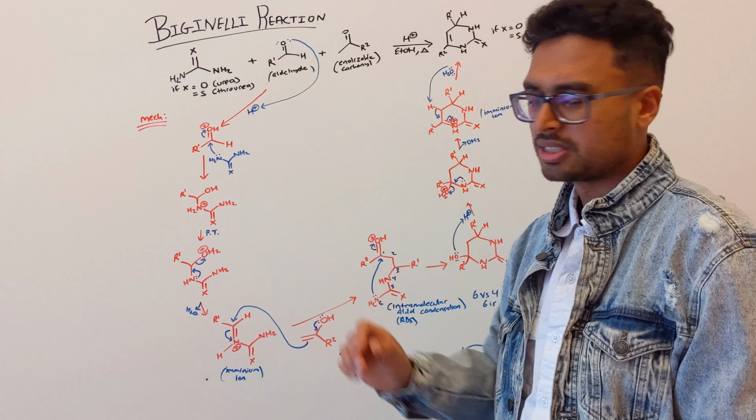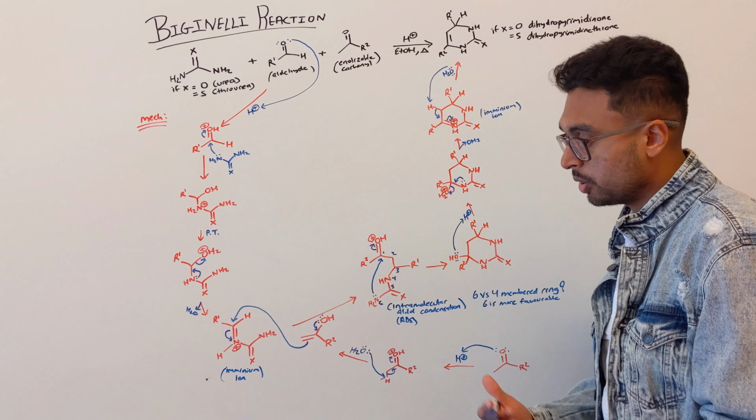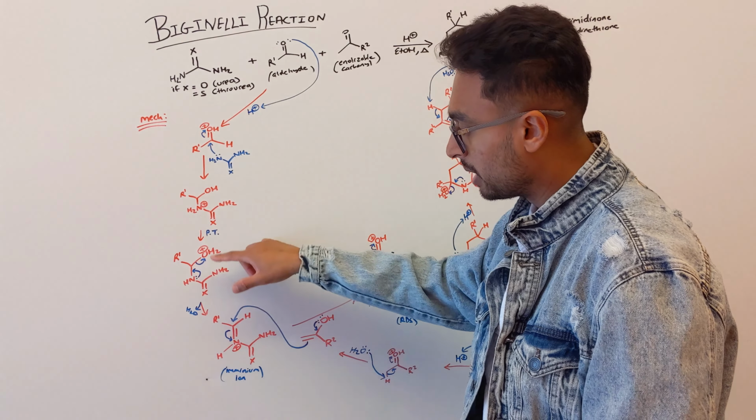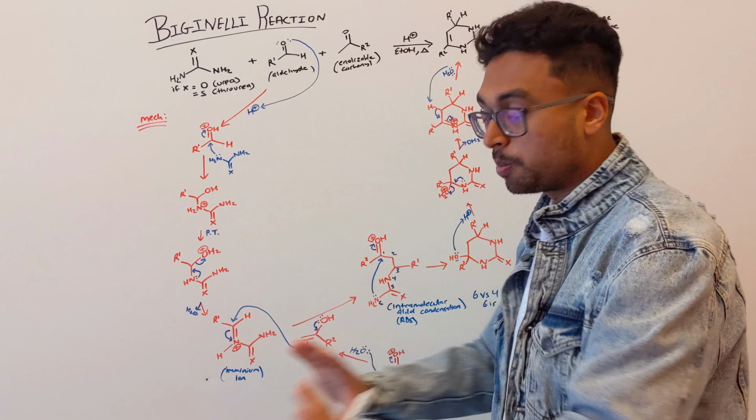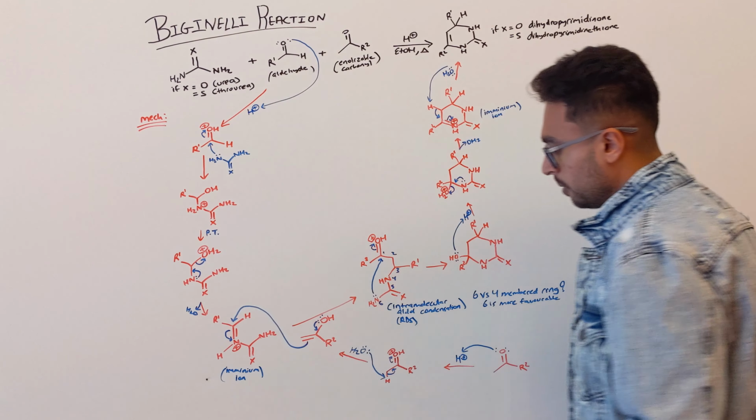So proton transfer is going to happen. You're going to generate water, which is a good leaving group. So that nitrogen is going to push that electron density, forming that bond, and is going to expel that water out. Now you have generated iminium ion.